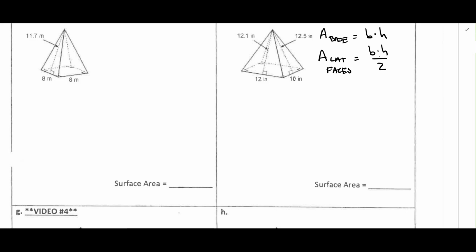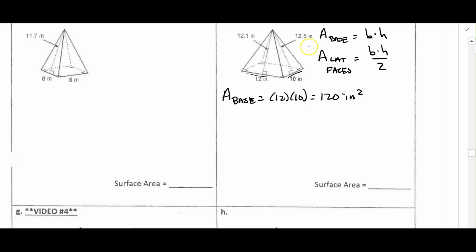So let's go ahead and start with the area of the base. Area of the base. So that's base times height, and the dimensions are 12 and 10. So that's 12 times 10. So that's 120 inches squared.